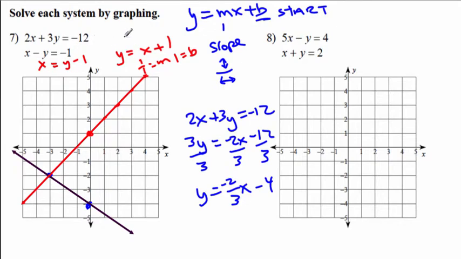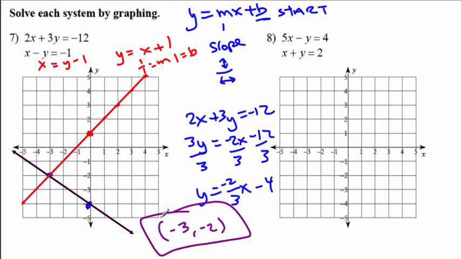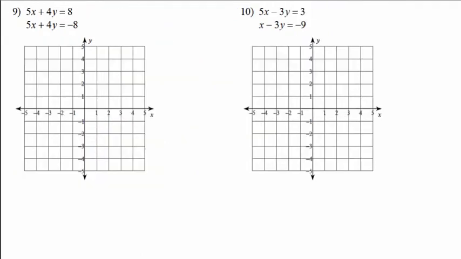If I were to solve these algebraically, I would get a solution of x and y on the graph that appears at negative 3, negative 2. All right, there you go. There's number 7. That's how you solve graphically. You need to make sure you write your solution to the system.